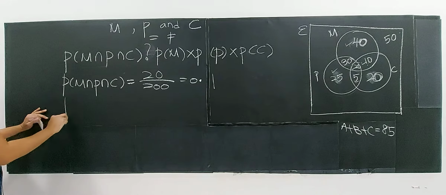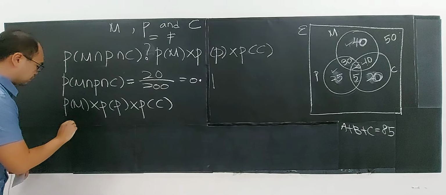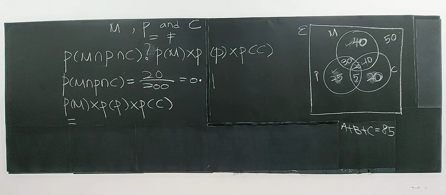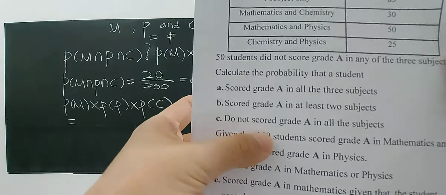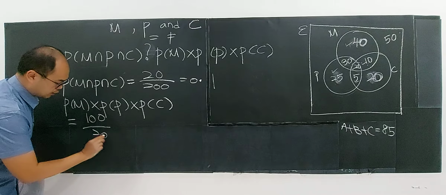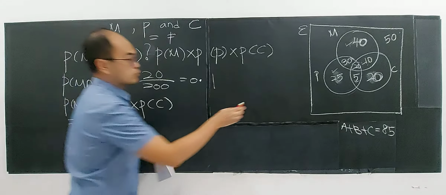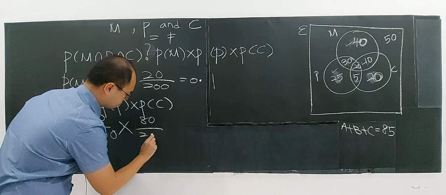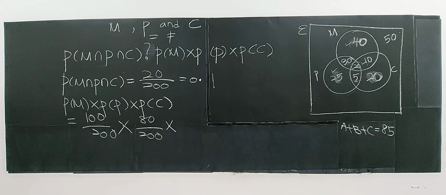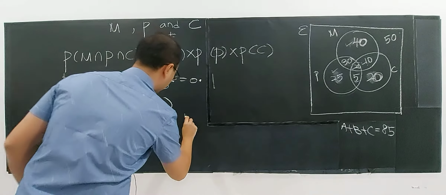So how about if I take the probability of mathematics times the probability of scoring grade A in physics times the probability of scoring grade A in chemistry. In mathematics, you have 100 students who score grade A, so 100 over 200, multiplied by the probability of students who score grade A in physics, which is 80 out of 200, and multiplied by the students who score in chemistry, which is 55 out of 200.